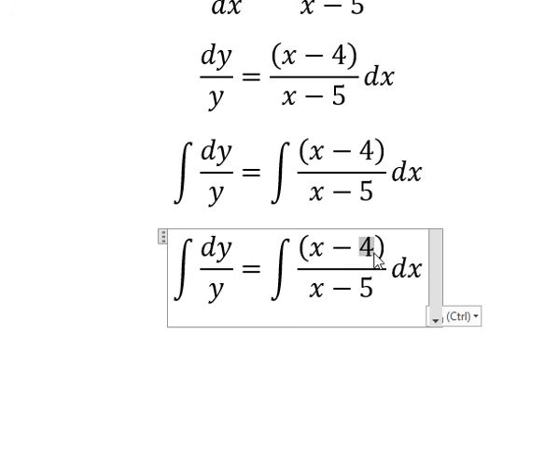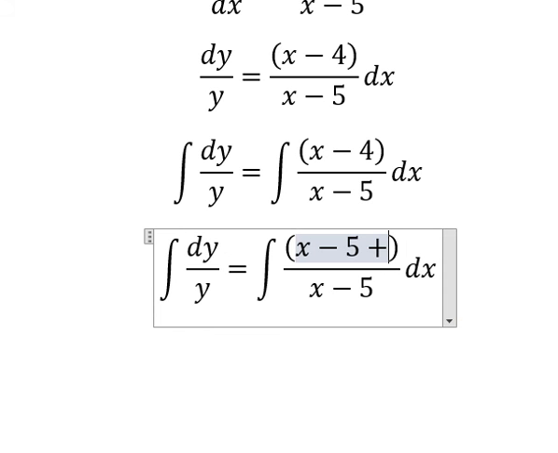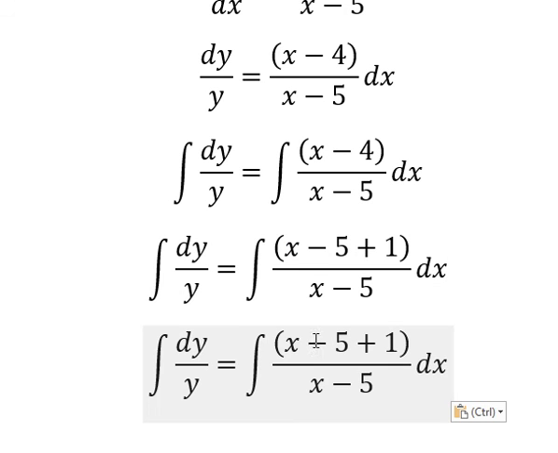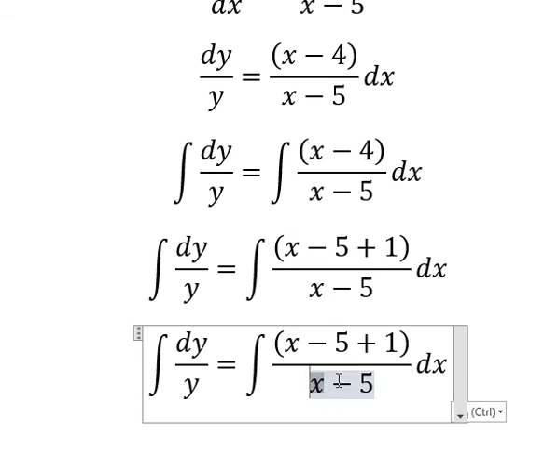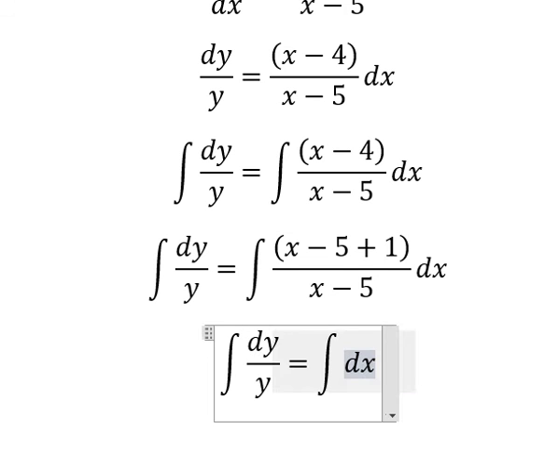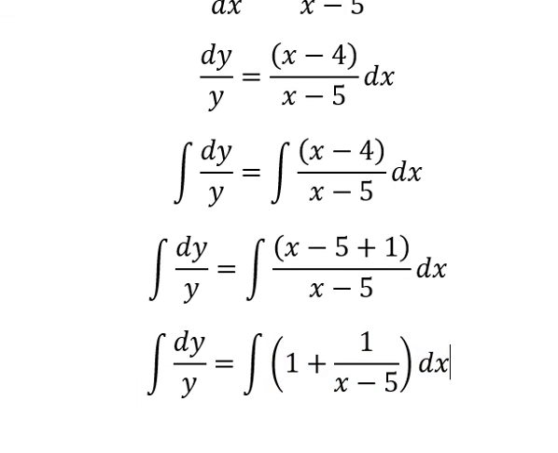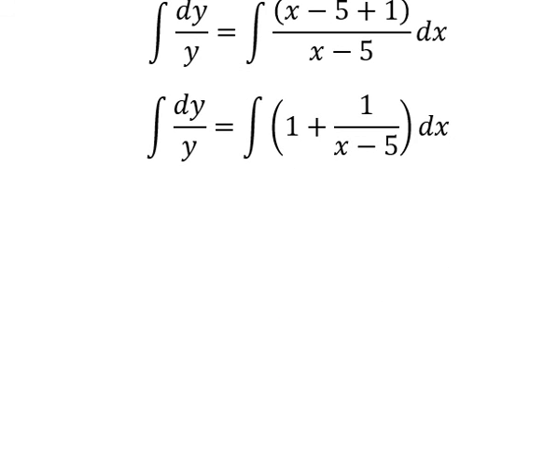Next, about negative number 4, I can put negative number 5 plus 1. So this one divided by this one, we have number 1. And now we have the final answer.